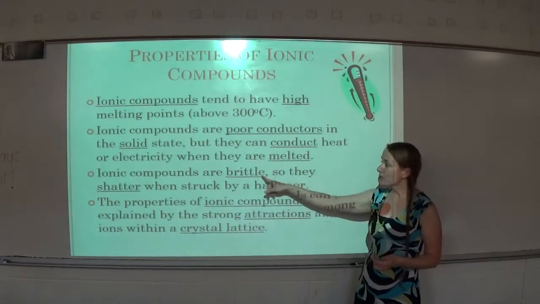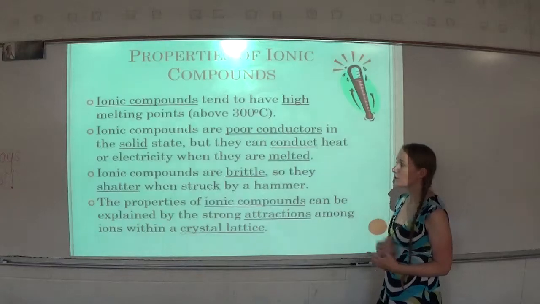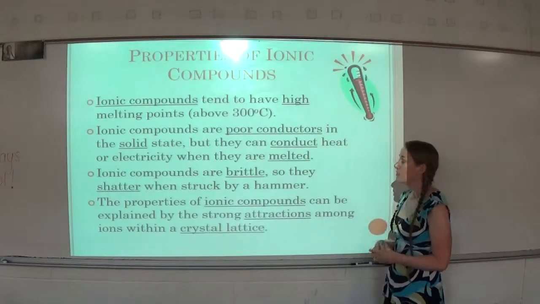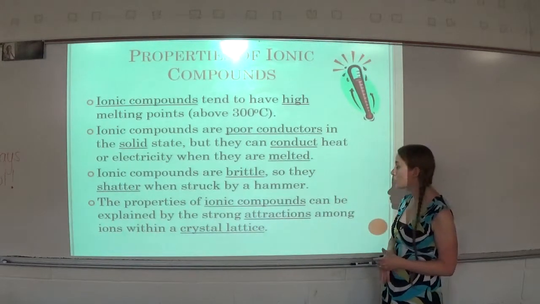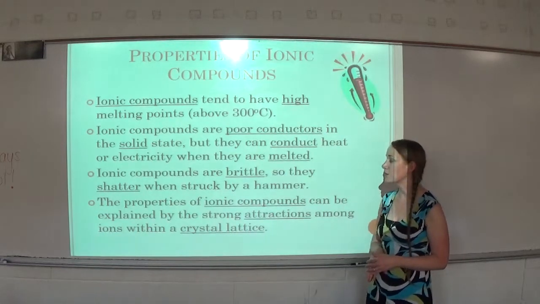Ionic compounds are brittle, so they shatter if you strike them with a hammer, so they're not malleable like metals are. The properties of ionic compounds can be explained by the strong attractions among the ions within that crystal lattice.